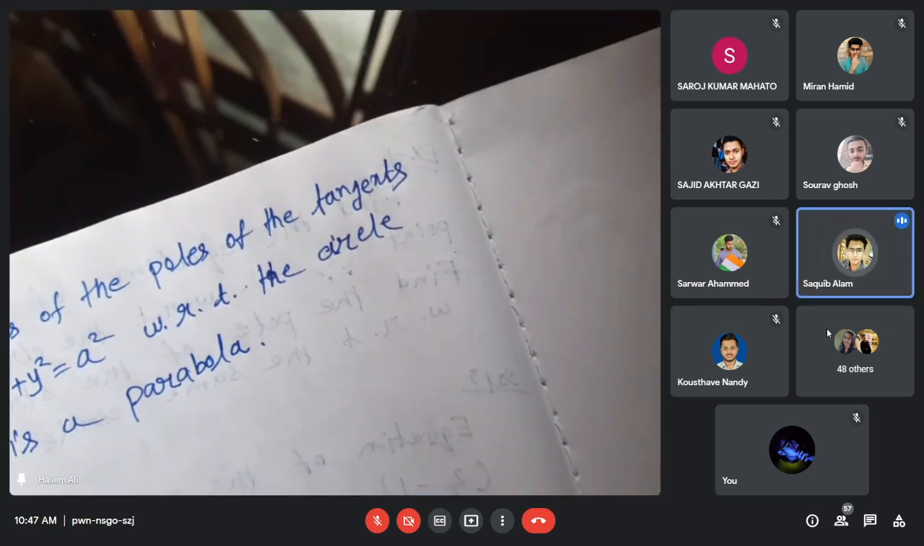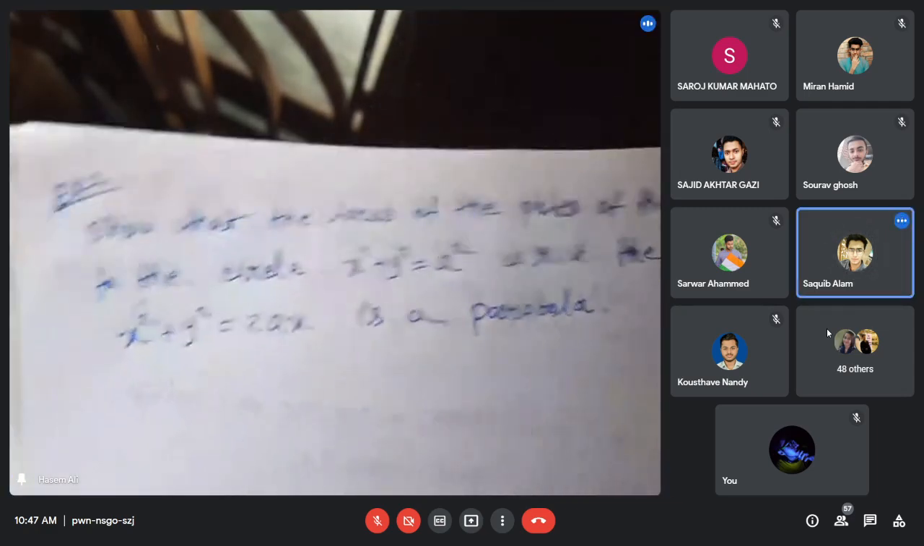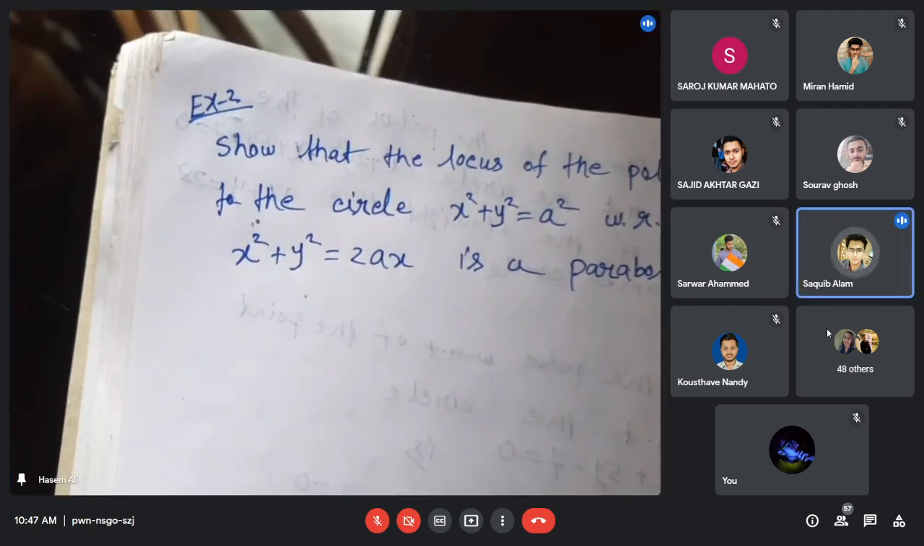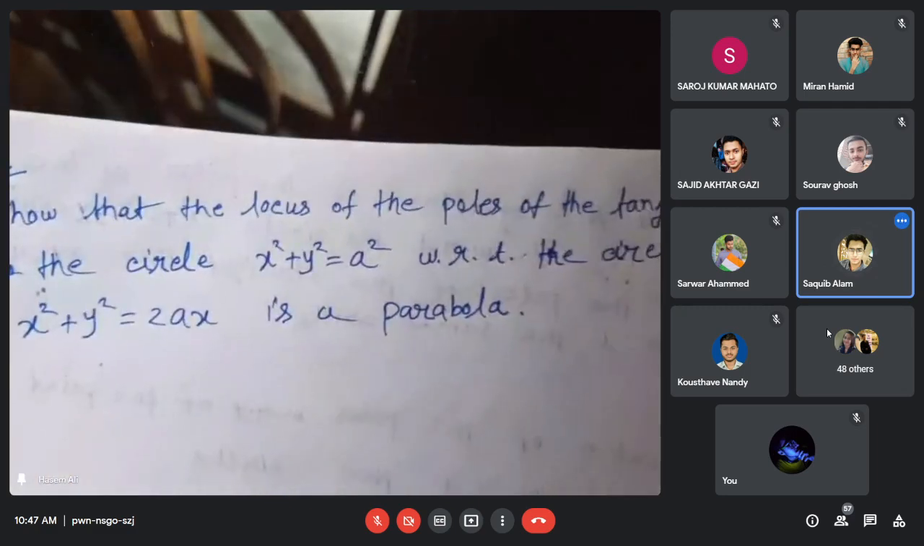Sir, what is the second equation of circle? Yes, x square plus y square equals to 2ax is a parabola. Read the question.